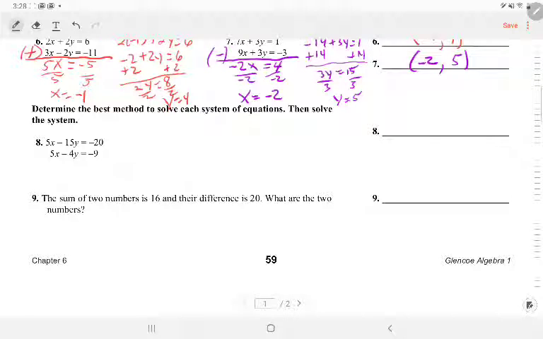So now for number 8, I need to determine which method is the best and then solve it. Well, if I take a look, I have a 5x and a 5x, and they're both positive, so the best method would just simply be to subtract. And that would end up giving me a negative 11y equals a negative 11. So then I would divide both sides by negative 11, and that gives me y equals 1.